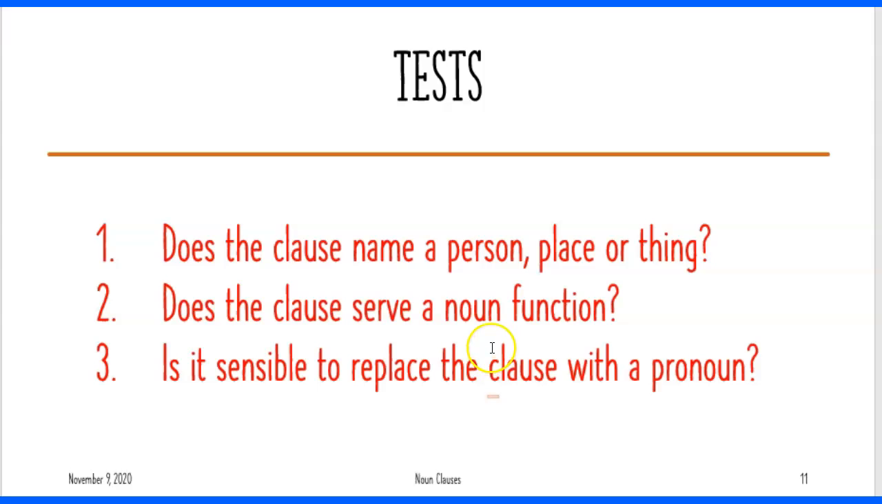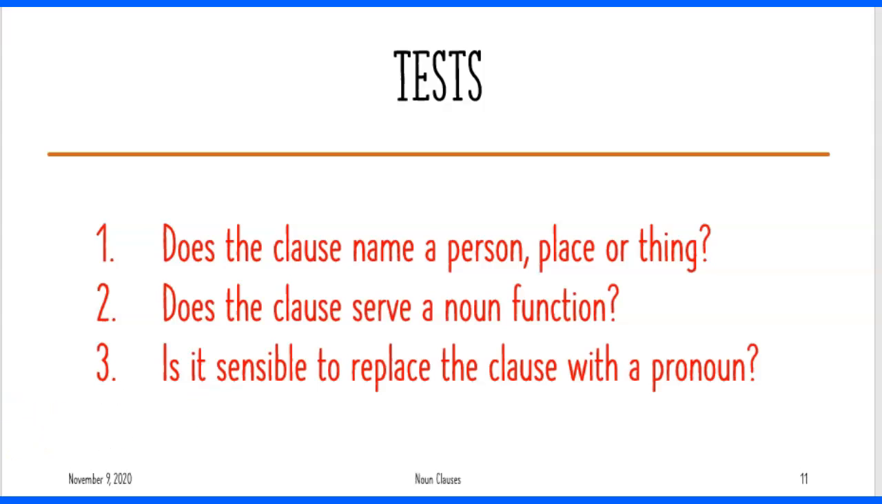Now the second test, does the clause serve a noun function? Well, I've already answered that for you because I asked, I did not hear what? And I determined that that was a direct object. And then the final test is on page 134. It says, is it sensible to replace the clause with a pronoun? So let's look at that same sentence. I did not hear when Mr. Smith drove in. I could say I did not hear him. I did not hear it. And those do make sense. So if you use these 3 tests, then that can often help you figure out if you've got a noun clause.